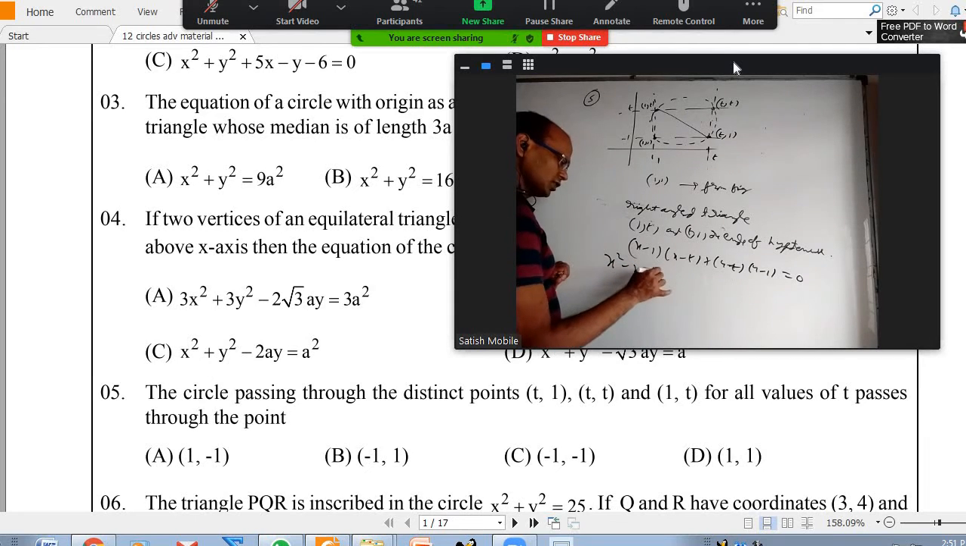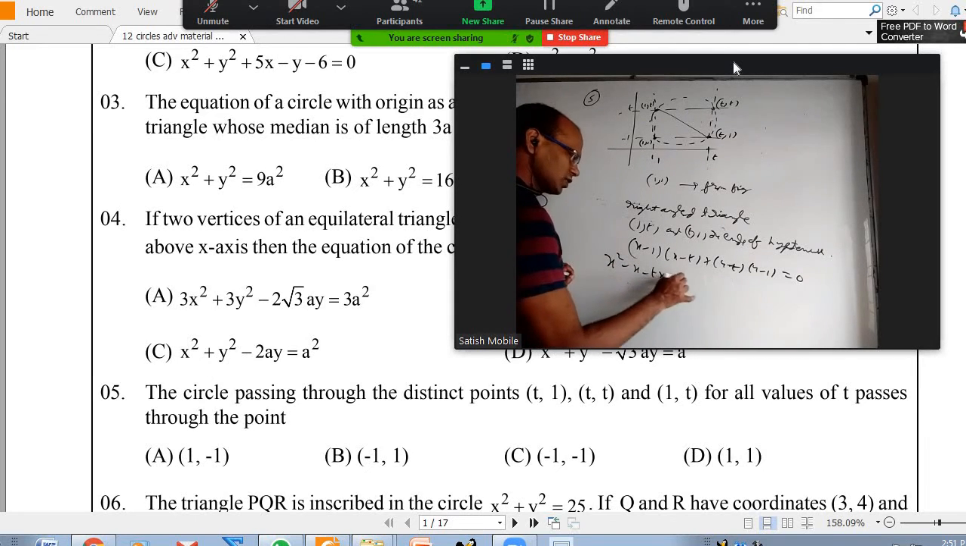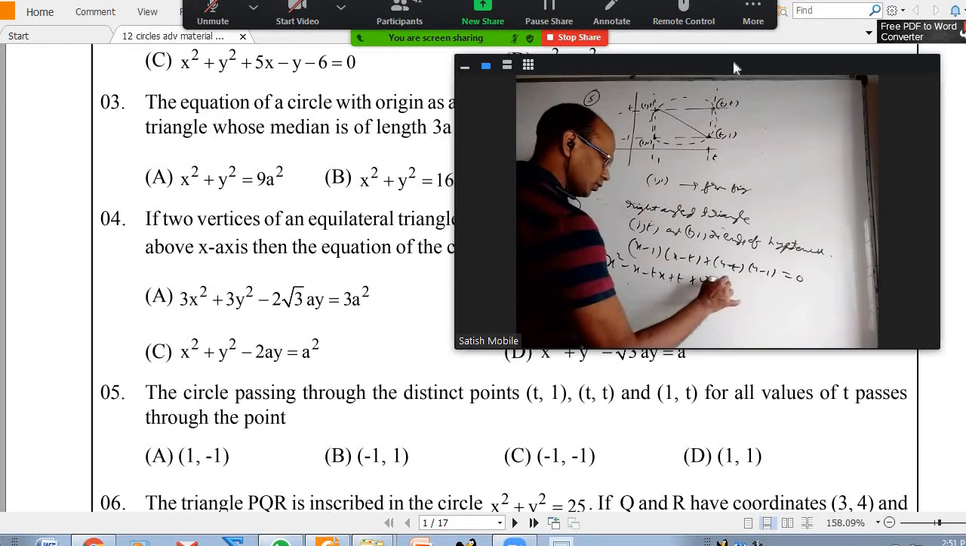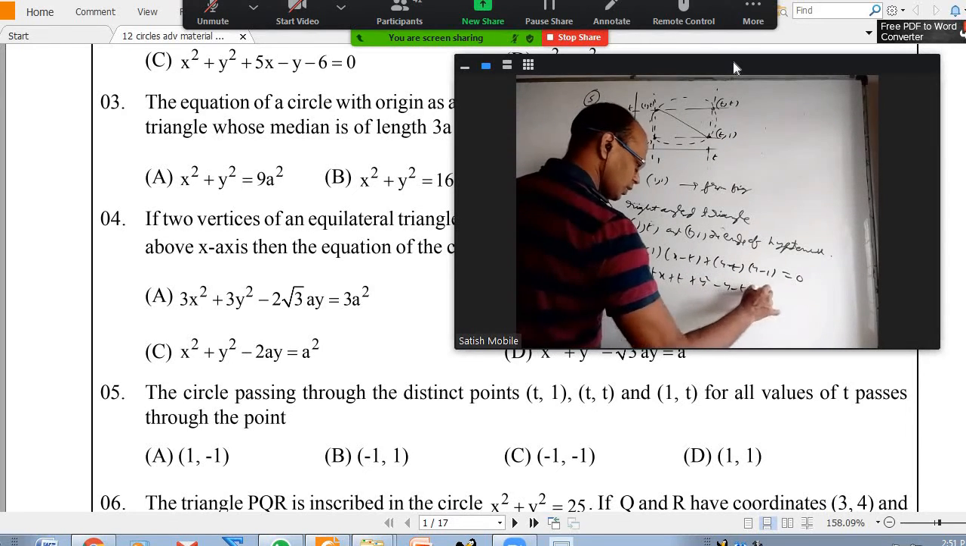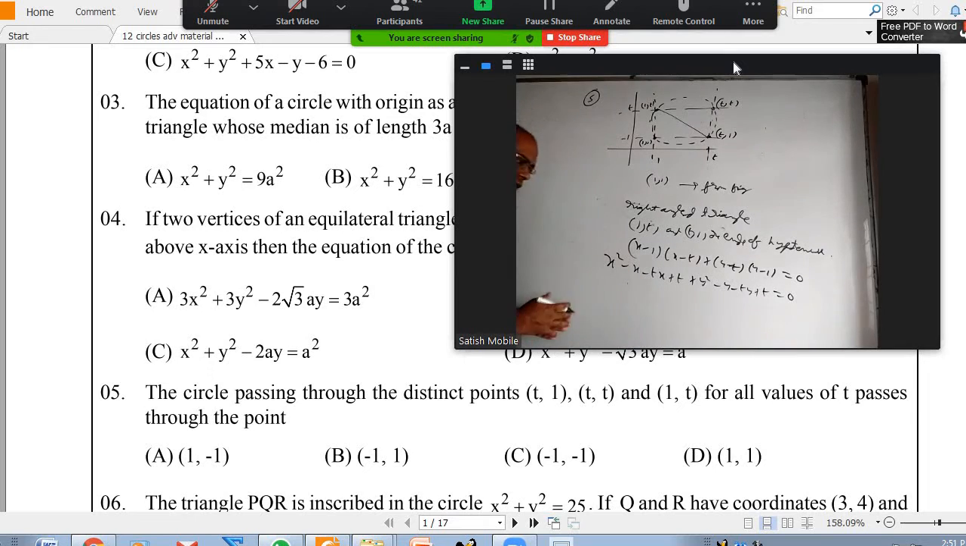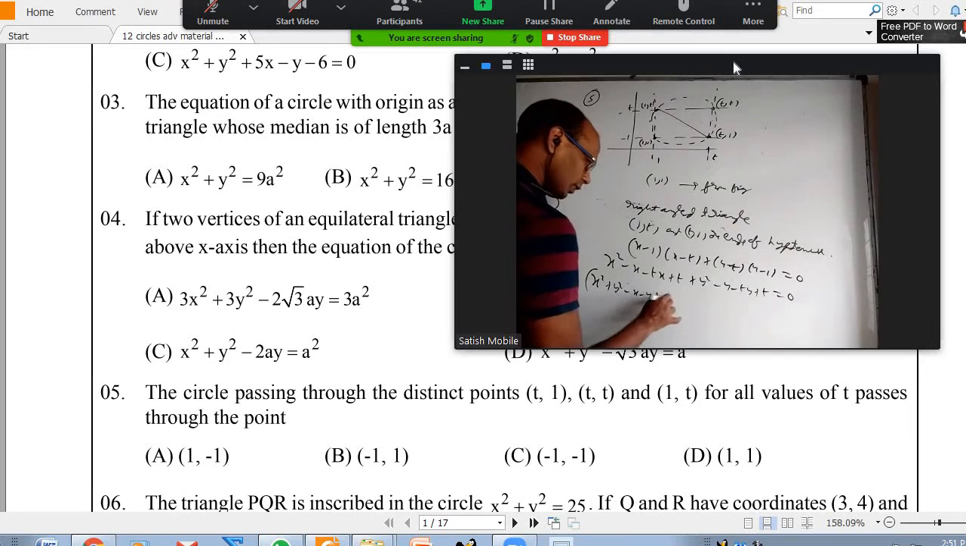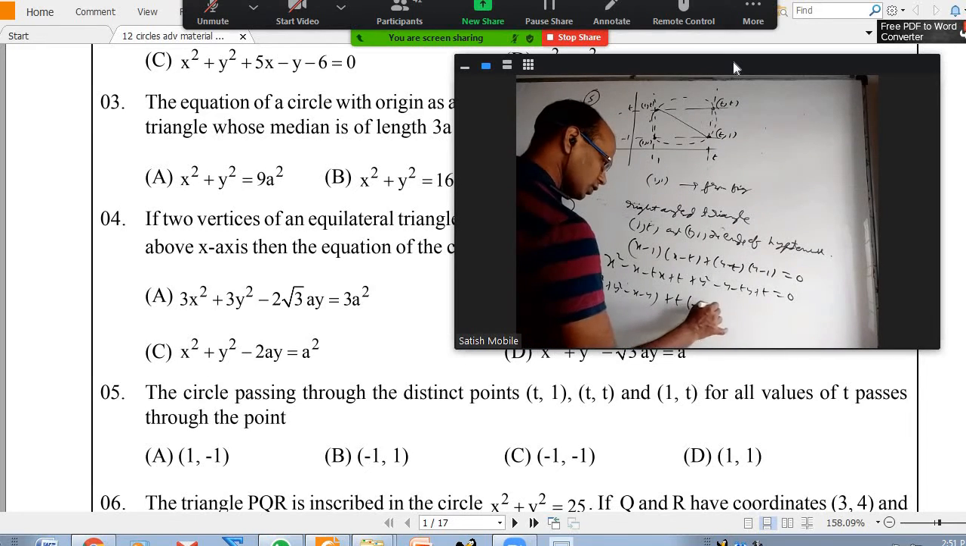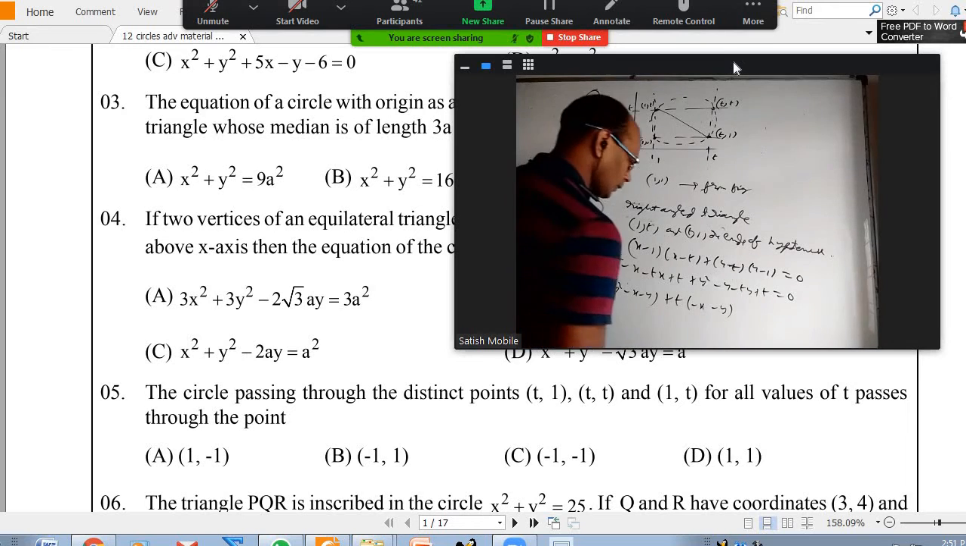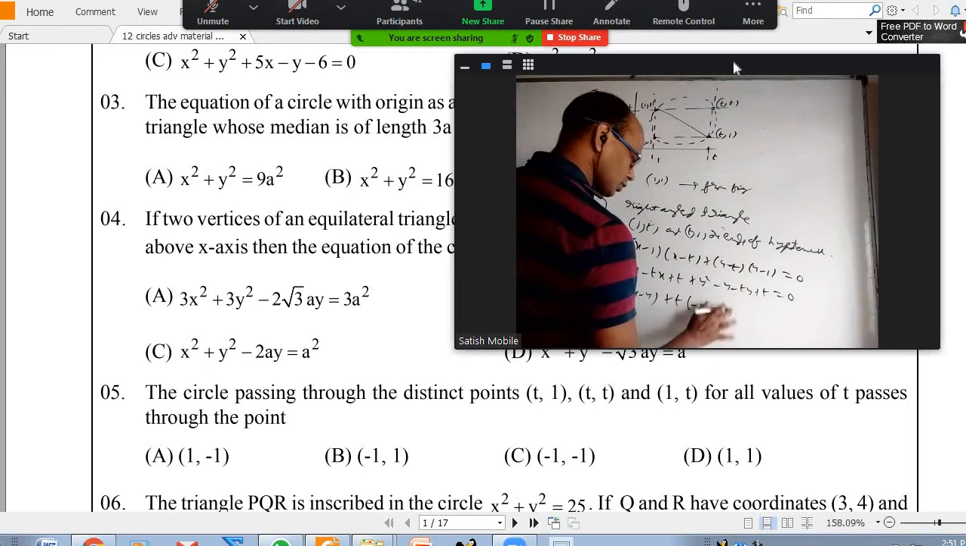x² − x − tx + t, and y² − y − ty + t. To separate wherever t is there and wherever t is not there, what will happen? It will become x² + y² − x − y + t(−x − y + 2) = 0.